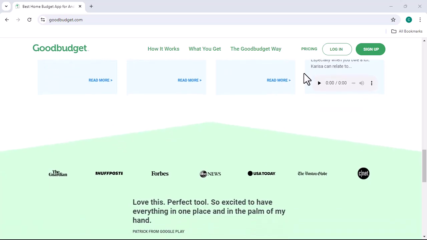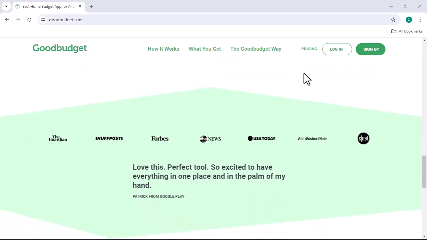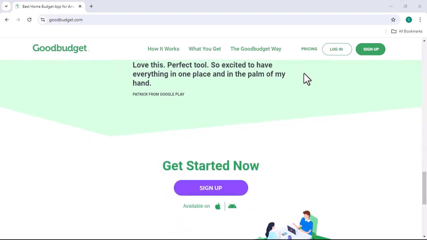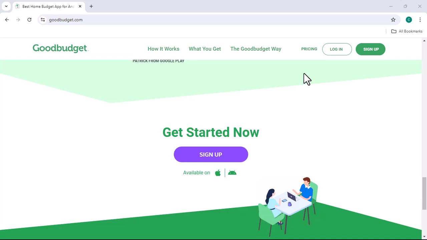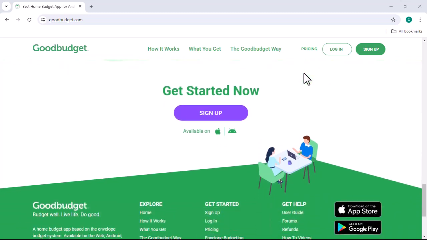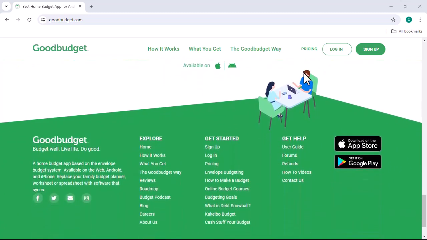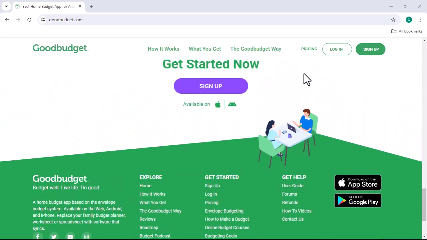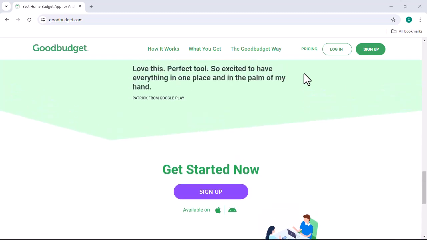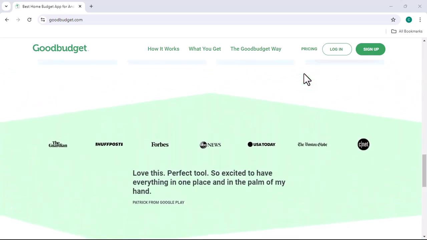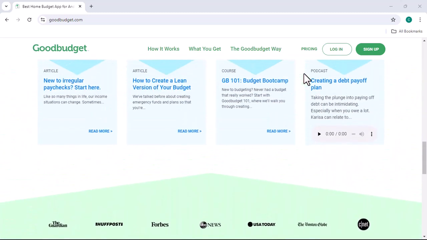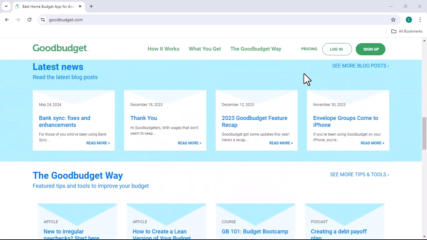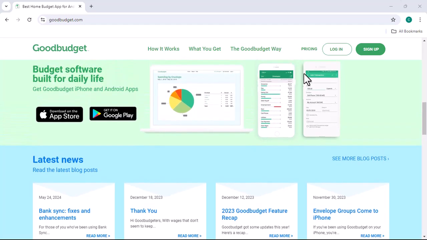However, as with any free service, there are some limitations. The free version of Goodbudget has a limit on the number of transactions you can enter each month. This limit is designed to encourage users to upgrade to a paid plan if they need more transaction capacity. For casual users or those with relatively few transactions, this limit might not be a problem. But if you're someone who uses your debit card for every small purchase or if you have a lot of transactions to track, you might eventually hit this limit.